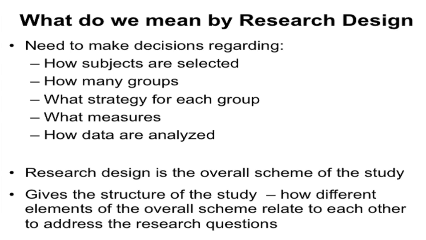The design tells us how these elements, the sample, the groups, the strategy, all relate to each other so that together you are able to answer the research question or the research objective that you have stated at the beginning. So you can think of research design as your blueprint or an outline or a scheme which will help you answer all these questions. Okay, so now let's look at the first type of research design.